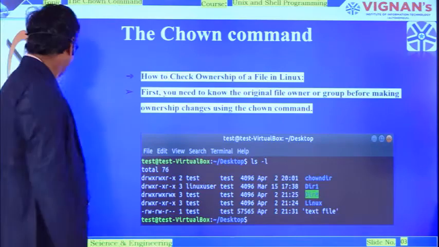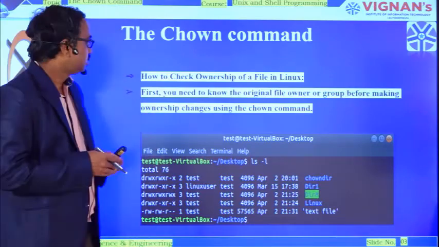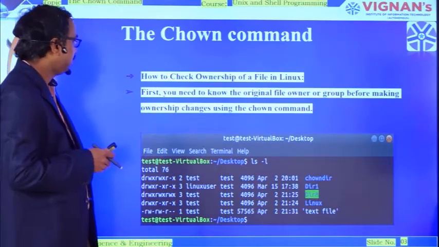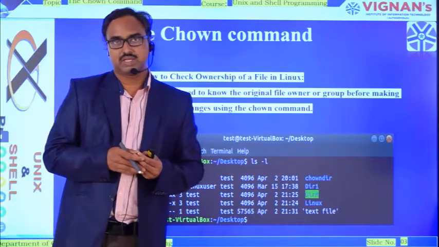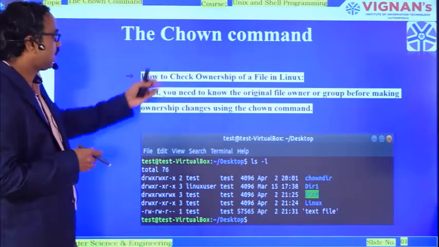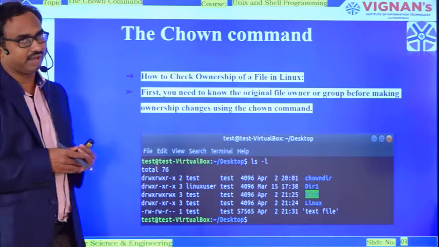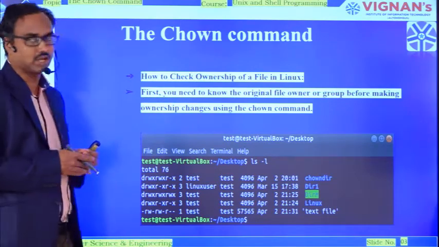Next, we will start with chown. The purpose of it is to check the ownership of a file in Unix. By using the chown command, we can check the ownership of a file or directory in the Unix or Linux operating system.